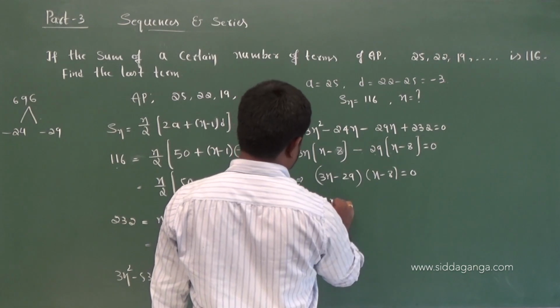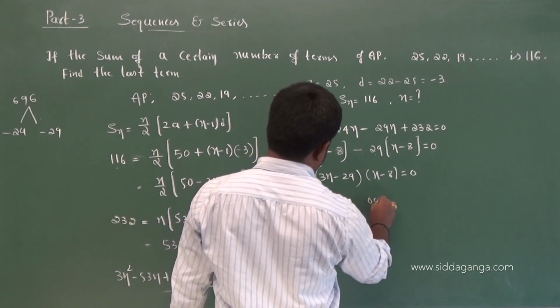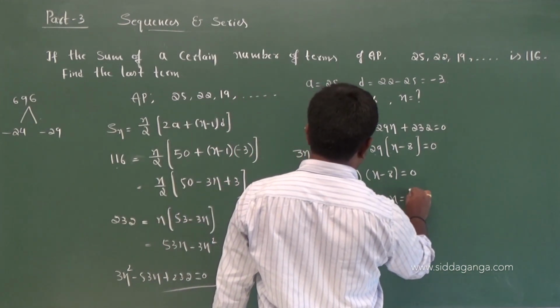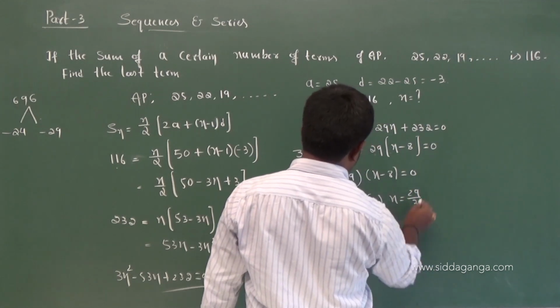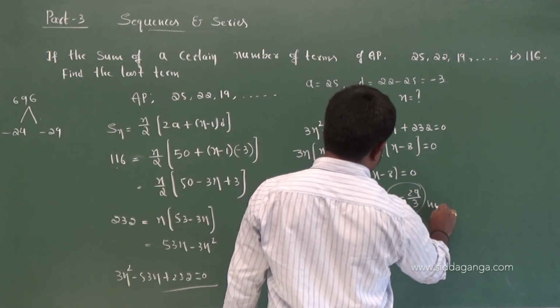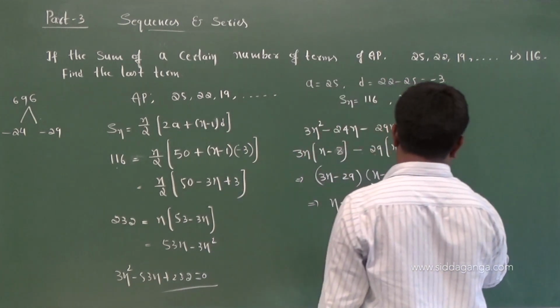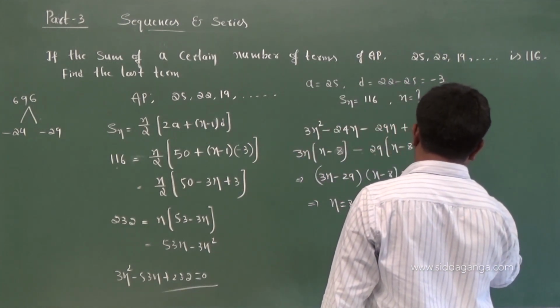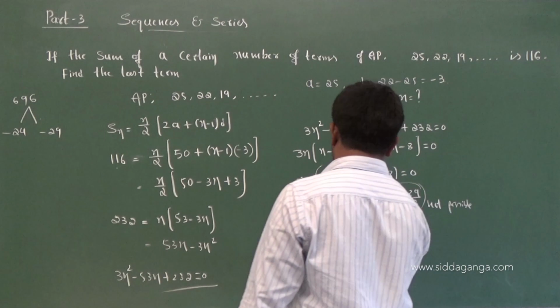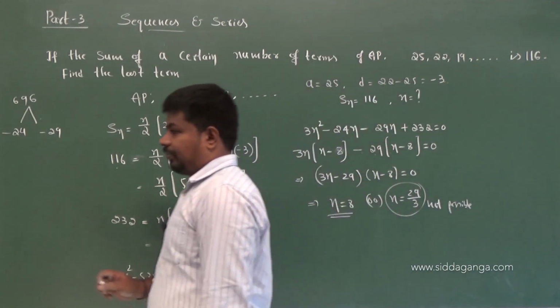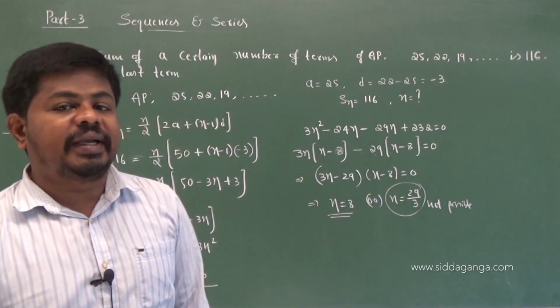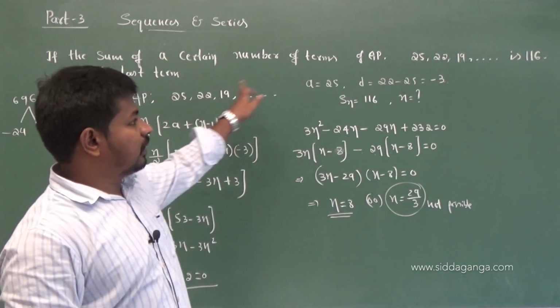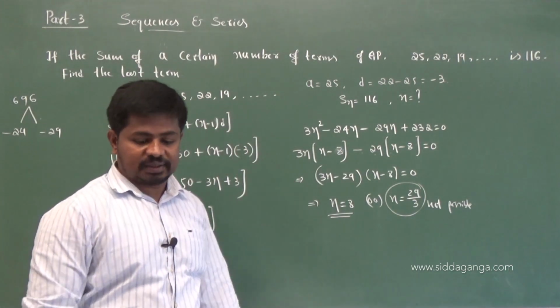So this gives either n is equal to 8 or n is equal to 29 by 3, but it is not possible. n is equal to 29 by 3 is not possible because n must be a natural number, because it is the number of terms. So n is equal to 8. So when you add the first 8 terms of this sequence you get the sum 116, that is it.